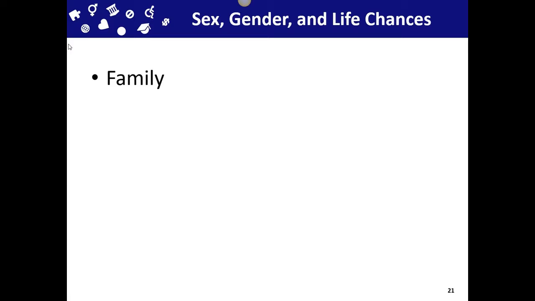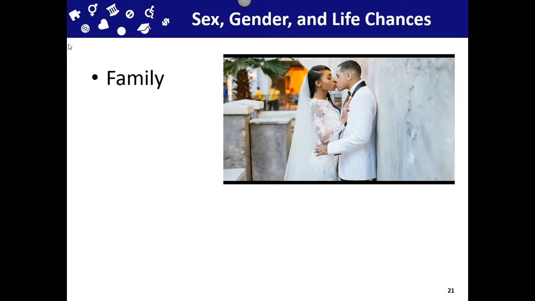Now, our sex and gender influence our life chances, that our experiences within families and our expectations within families are influenced by our gender, right? And one, I think, great example of this, particularly in inequality, is marriage. And we don't even have to look at marriage, we can just look at the wedding. Now, we're obviously here talking about a heterosexual couple.